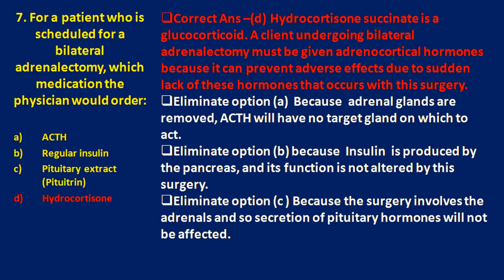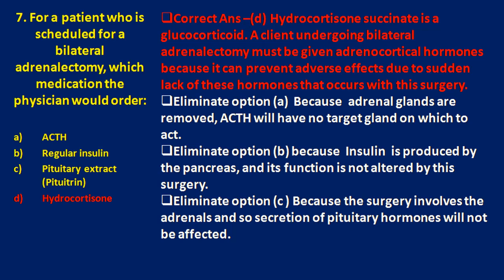A client undergoing bilateral adrenalectomy must be given adrenocortical hormones because it can prevent adverse effects due to sudden lack of these hormones that occur with the surgery. We can eliminate option A, that is ACTH, because adrenal glands are removed, so ACTH will not have a target gland to act upon. So there is no point in giving ACTH.